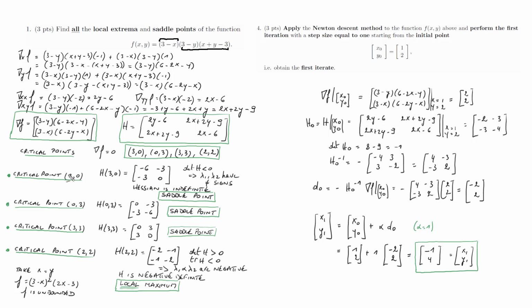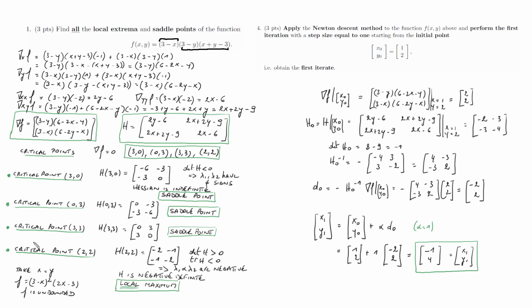If you plug in 3, 0 in the Hessian, you obtain something like this. If you compute the determinant, you see it's negative, right? So lambda 1 and lambda 2, the two eigenvalues, will have opposite signs, so the Hessian is indefinite, so we have a saddle point. For the two next critical points, you will have something similar. You can see here that the determinant will be negative, and here as well. So for these two critical points, we know that they are saddle points.